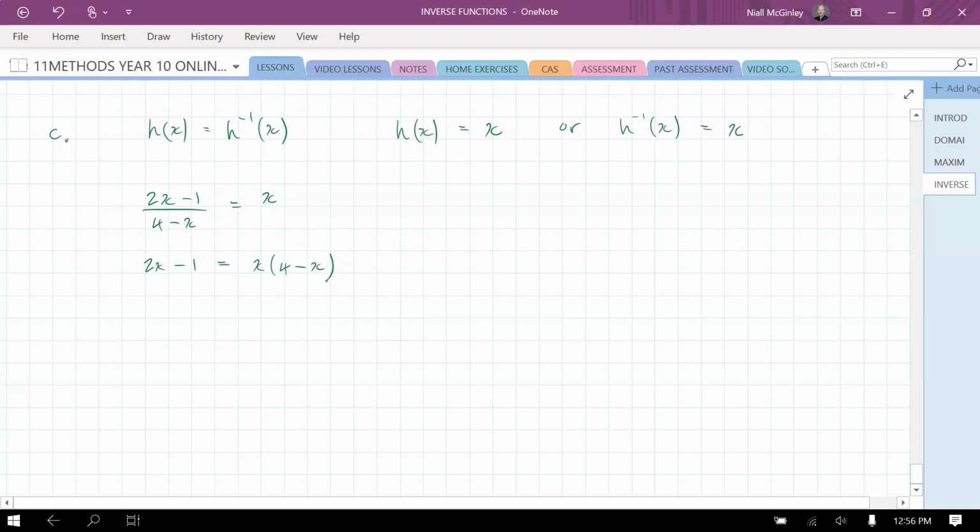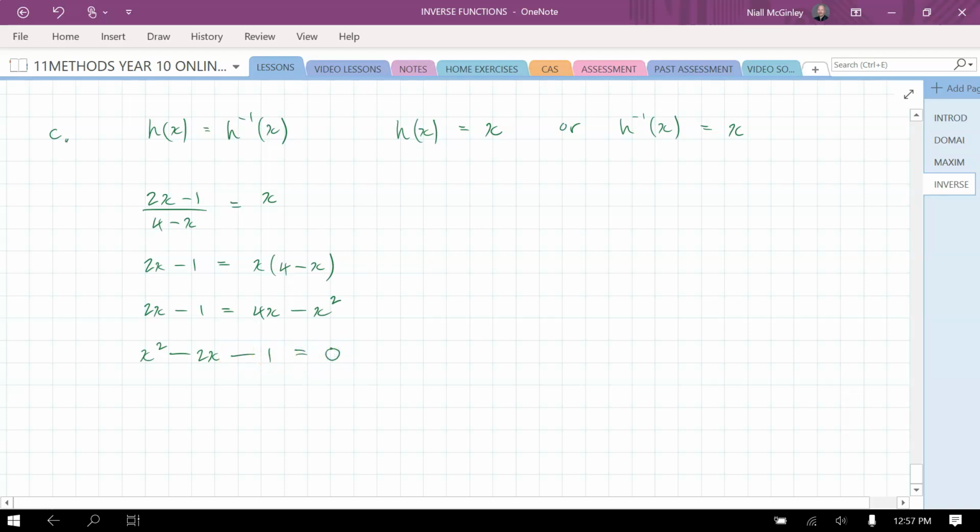And then I'm going to expand this bracket on the right hand side, which you can do in the first step if you're confident. So I get 4x minus x squared. I'm now going to take the two terms from the right hand side over to the left. So I'm going to add x squared. I'm then going to take away 4x. So this will become 2x minus 4x. And then I've still got my minus 1 here.